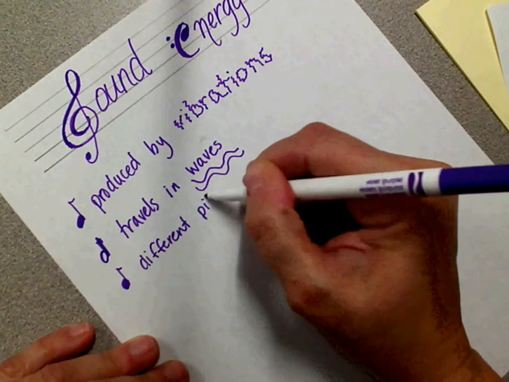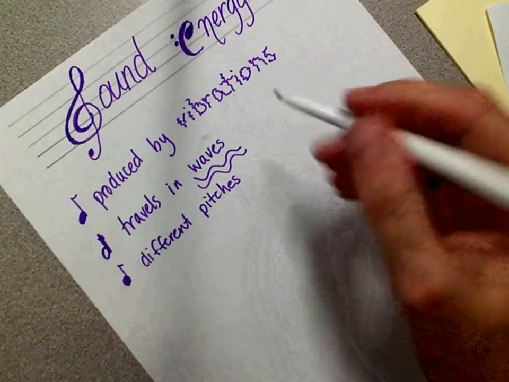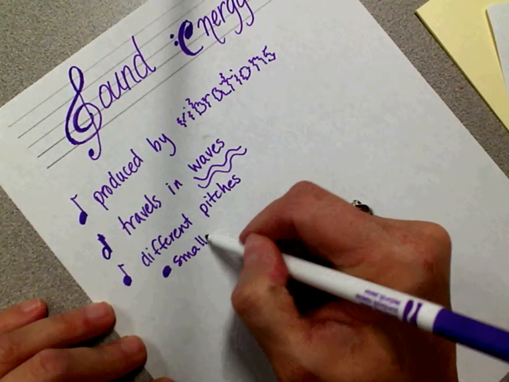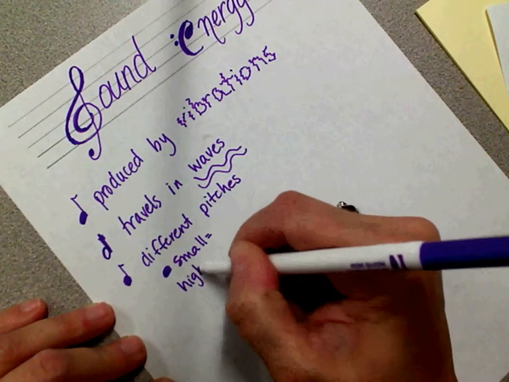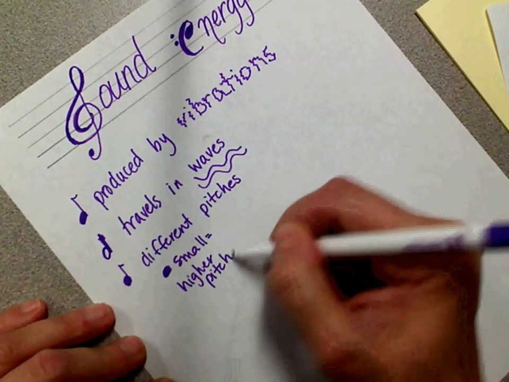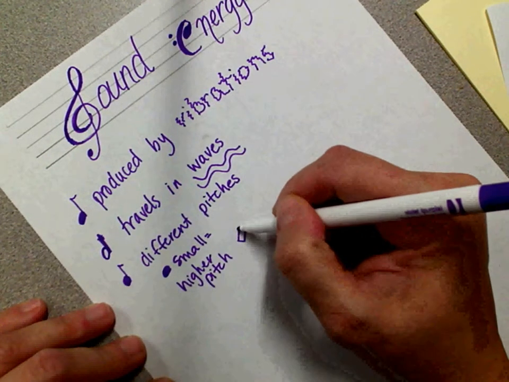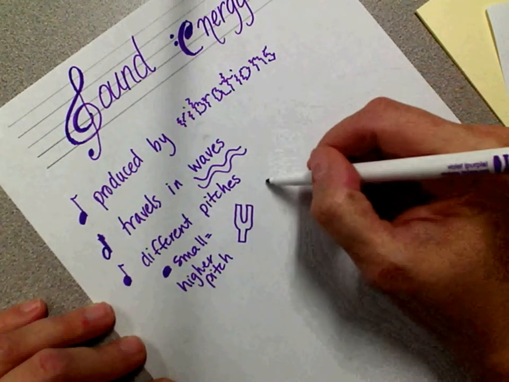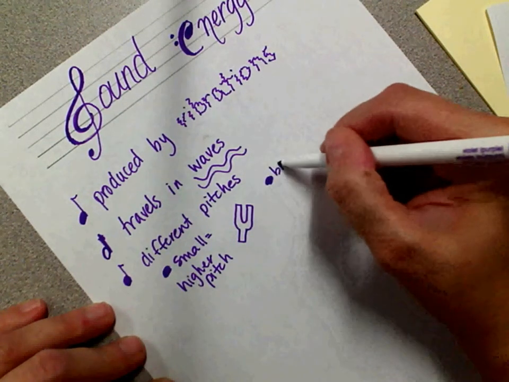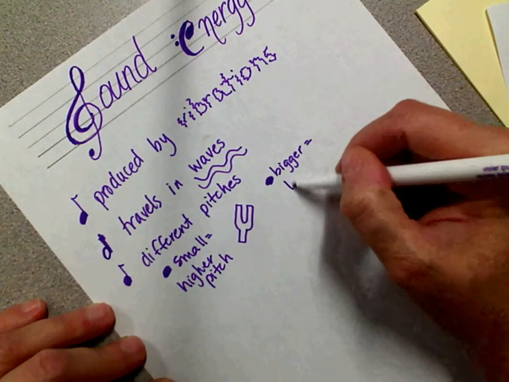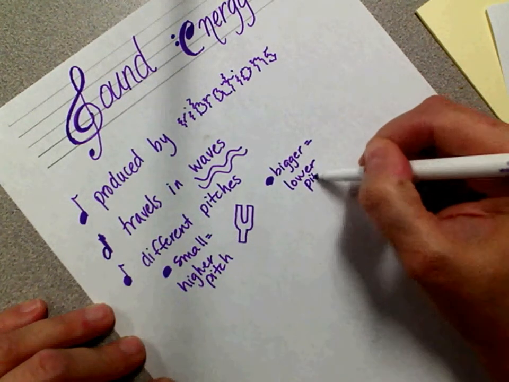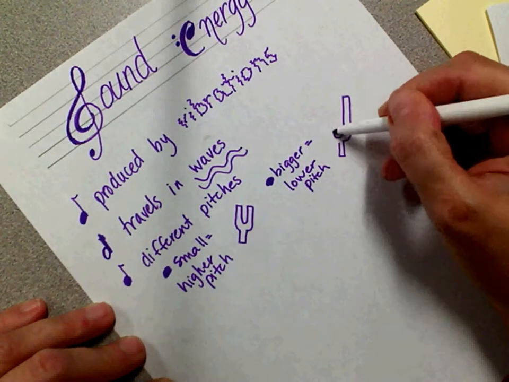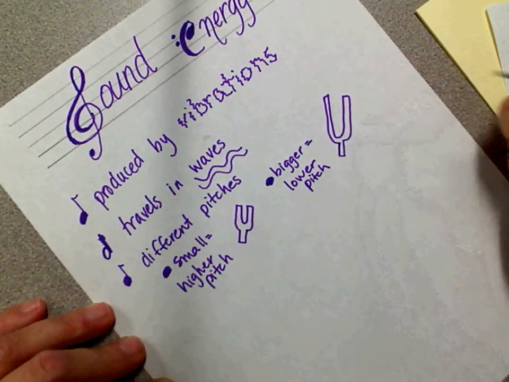They have different pitches. Remember when we cut the straw and our pitch got higher? Okay? So when we have something small, that equals a higher pitch. So like the small tuning fork, right? Okay. And then when we have something bigger, that's a lower pitch. Like our larger tuning fork. That's not a very good picture, is it?